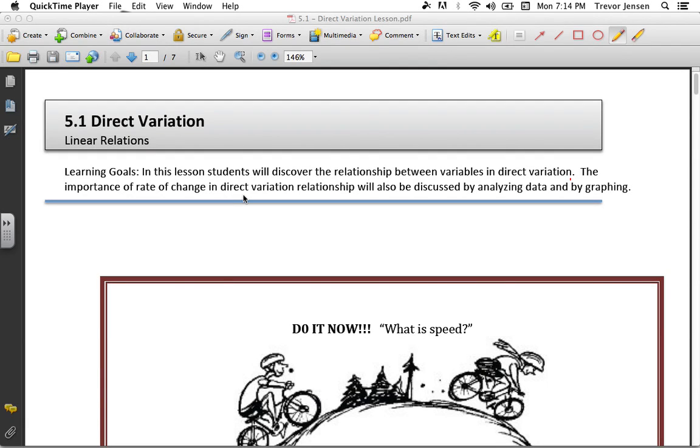So here's the first lesson for Chapter 5. Chapter 5 is all about linear relations, and our first lesson is for Section 5.1, direct variation.